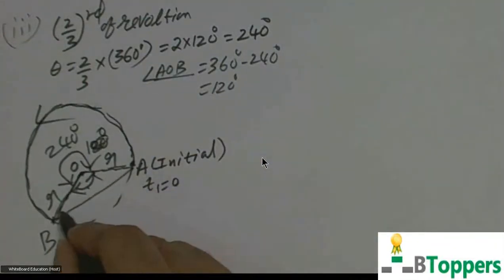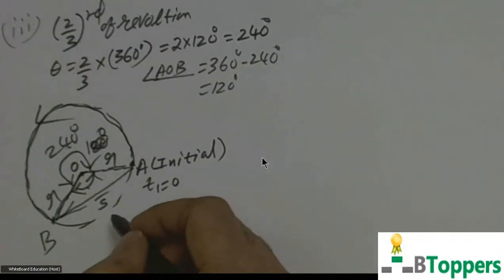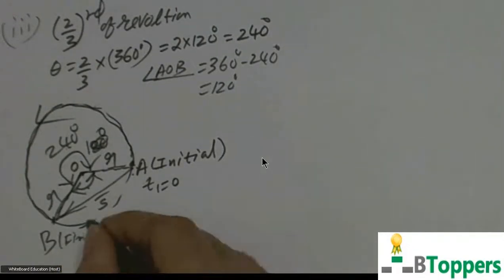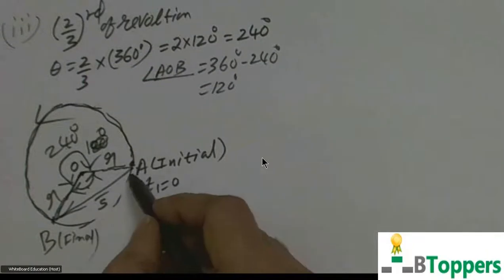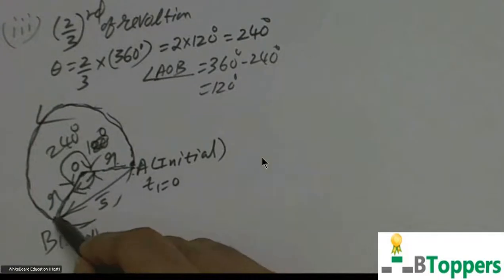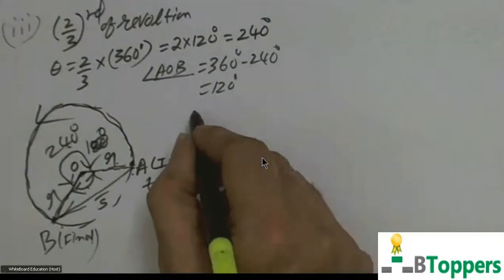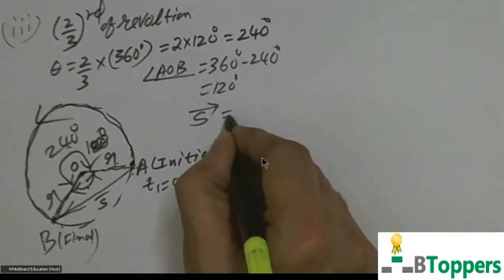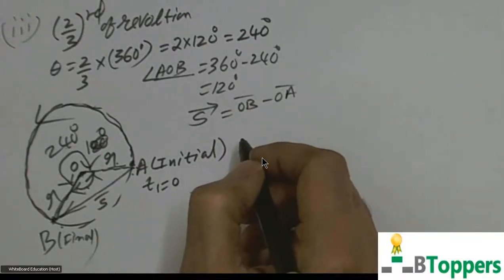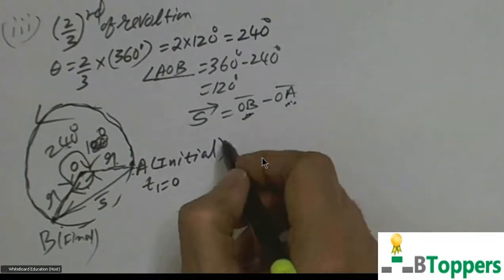So magnitude of displacement is the shortest distance between the initial and final positions, that is from A to B. Here B is the final position after it has completed 2/3 of the revolution. Direction of the displacement is from initial to final. So length of line OA equals radius R, length of line OB is also equal to radius R. So the displacement of the particle, you can write, is position vector of final position minus position vector of initial position. These two vectors have same magnitude.